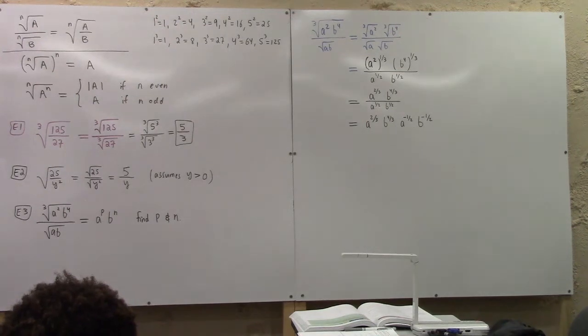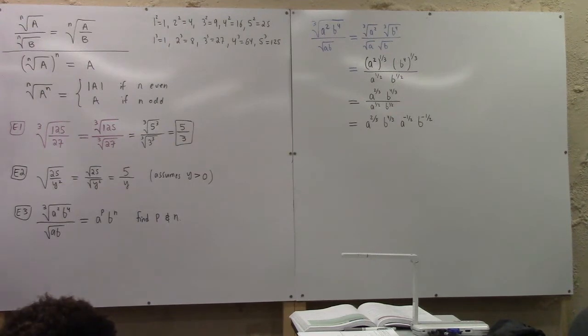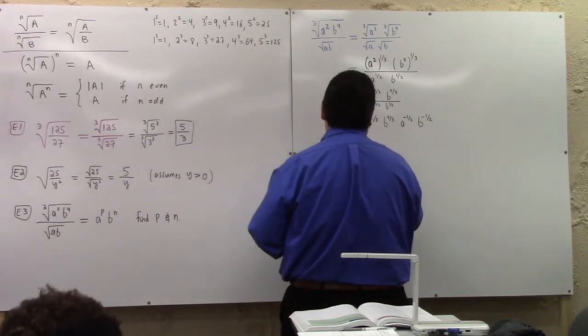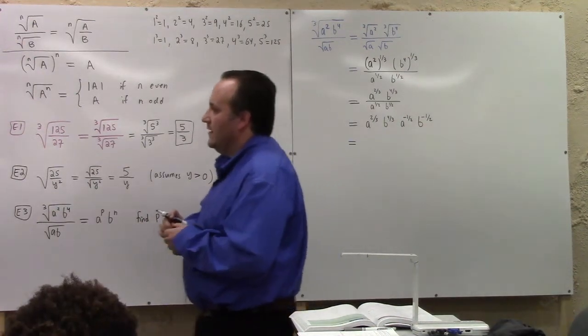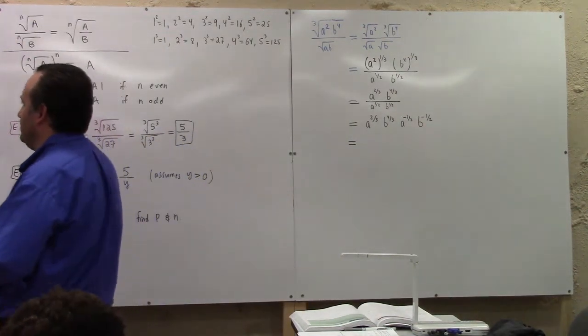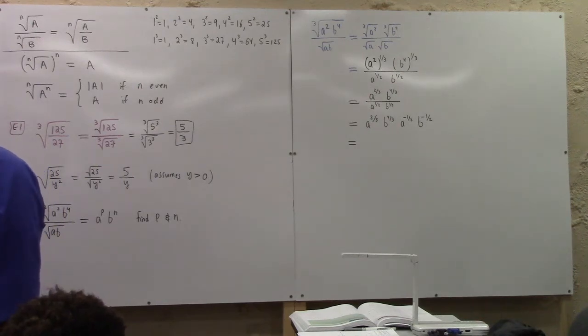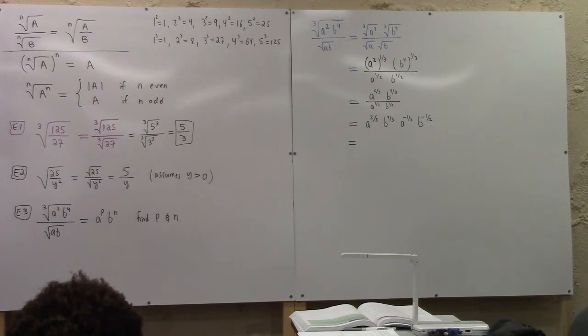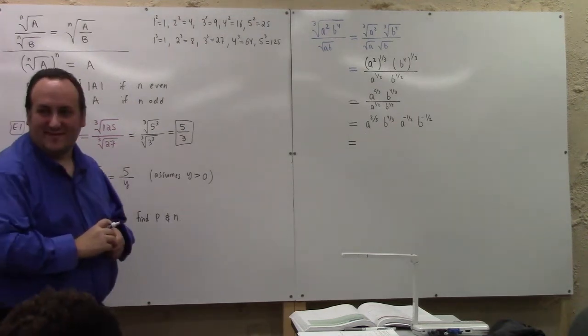Does that make sense? I'm following the rules that I've set at the start of class. And then what? Oh look, I missed a rule. The rule I neglected to tell you at the start of class is this: if we have a to the s times a to the t, we get a to the s plus t. That's kind of an important one.